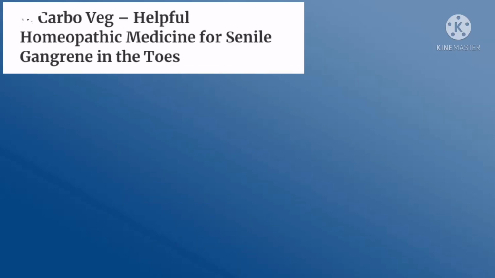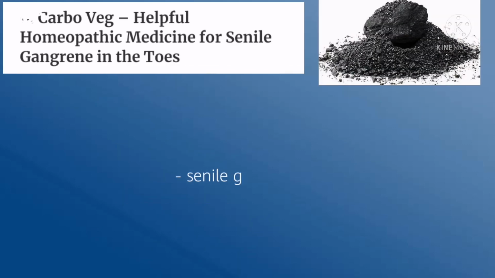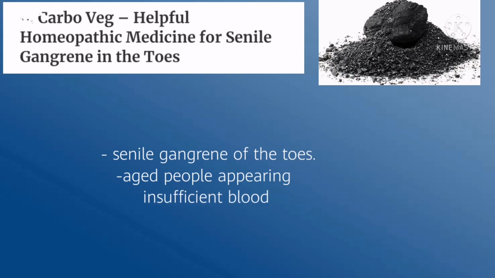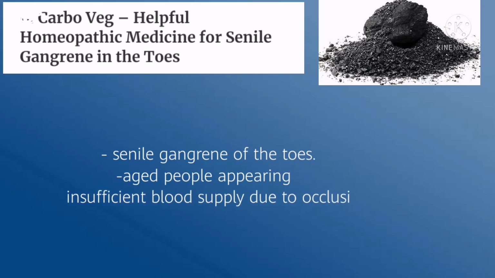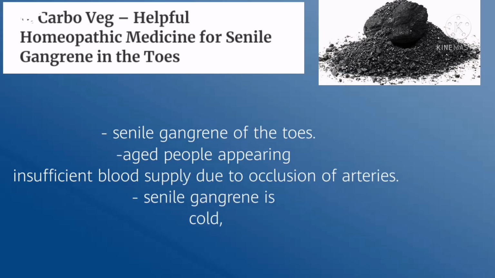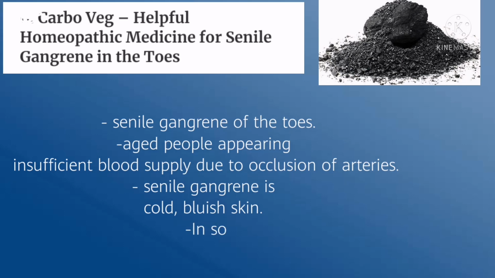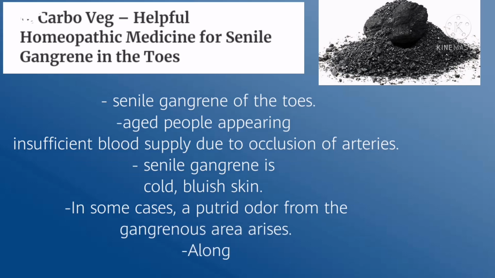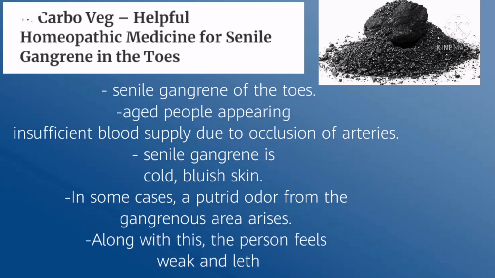Carbo vegetabilis. It is a helpful homeopathic medicine for senile gangrene in the toes. It is helpful for gangrene in aged people appearing due to insufficient blood supply from occlusion of arteries. The indicating feature for the use of Carbo veg in senile gangrene is cold bluish skin. In some cases, a putrid odor of the gangrene arises. Along with this, the person feels weak and lethargic and feels better in cold air.